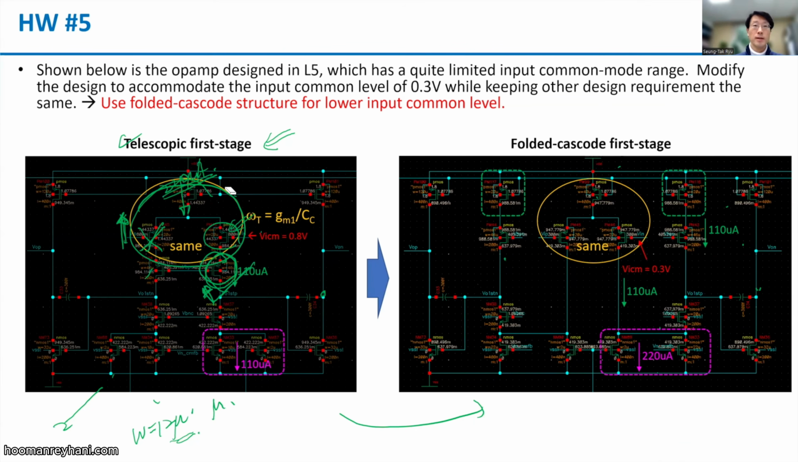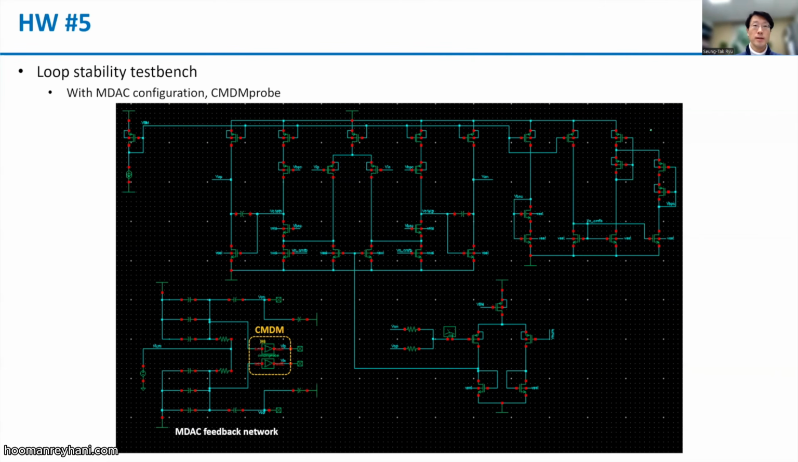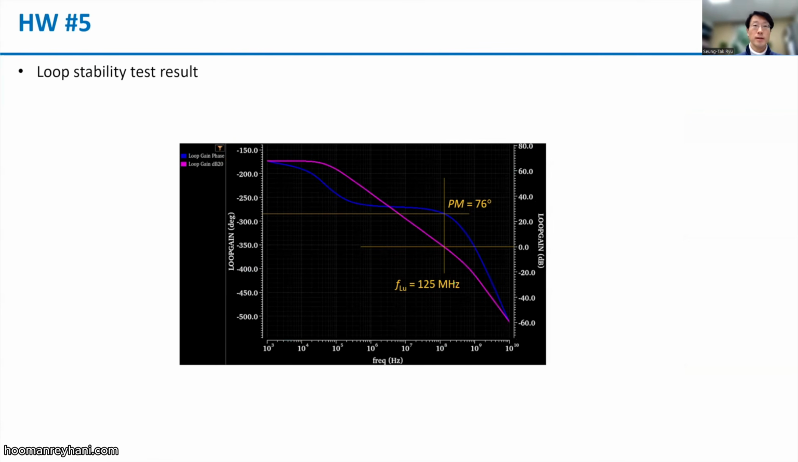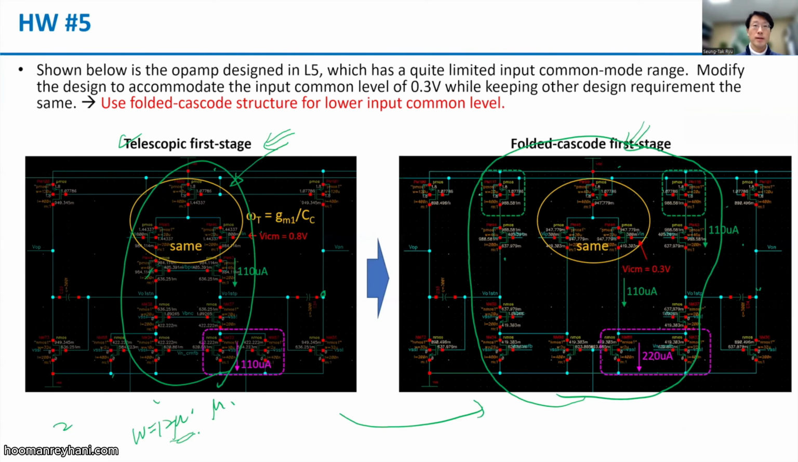So the two-stage telescopic structure here is modified into folded cascode. Two-stage with the first stage of telescopic is modified with the folded cascode first stage. So if you check the frequency response with the actual feedback network for MDEC, and by using CMDM, we can check the frequency response. And we find that the bandwidth is almost the same as that of the telescopic amplifier, and phase margin is also similar to it.